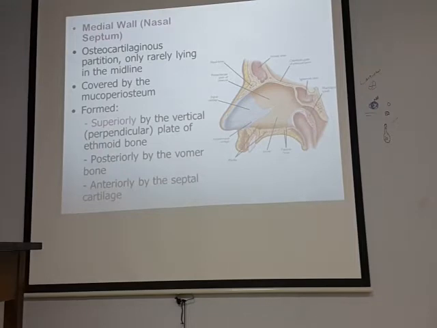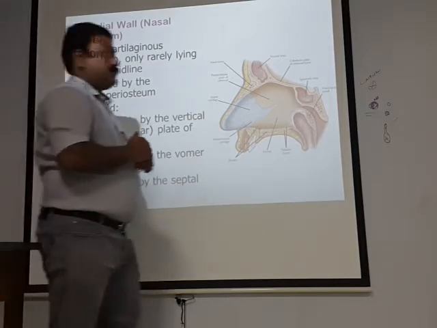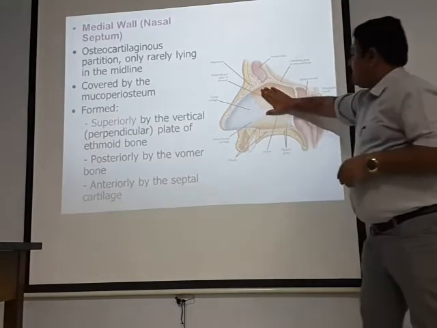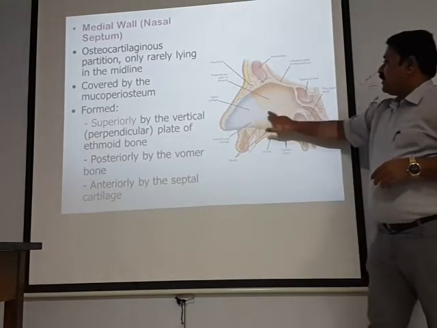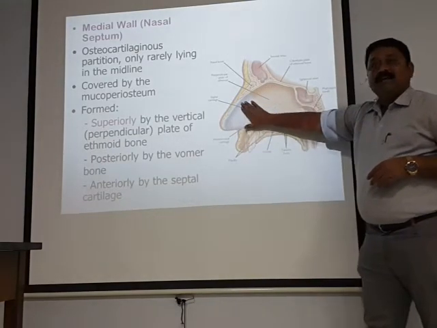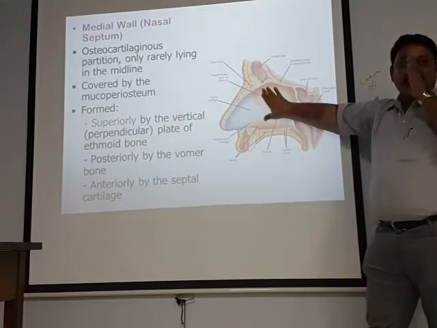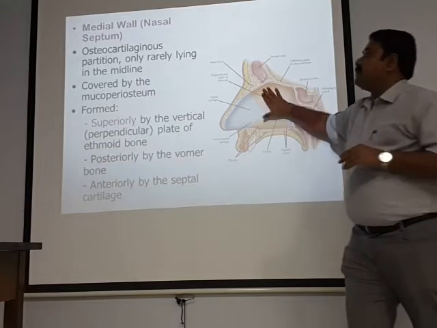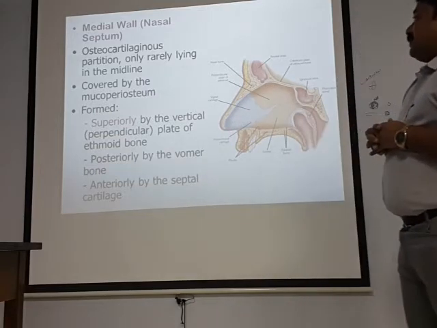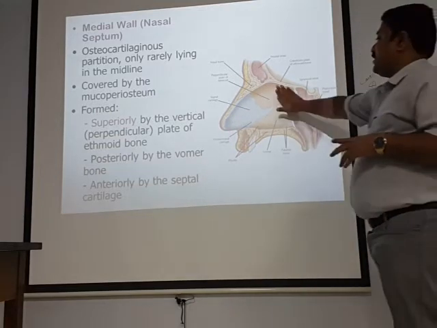Next is the medial wall of the nasal cavity. That is the nasal septum. It is an osteocartilaginous partition, made up of bone and cartilage. The blue color is the cartilage, and the yellow is the bony part. It forms the medial wall and is covered by the mucoperiosteum.